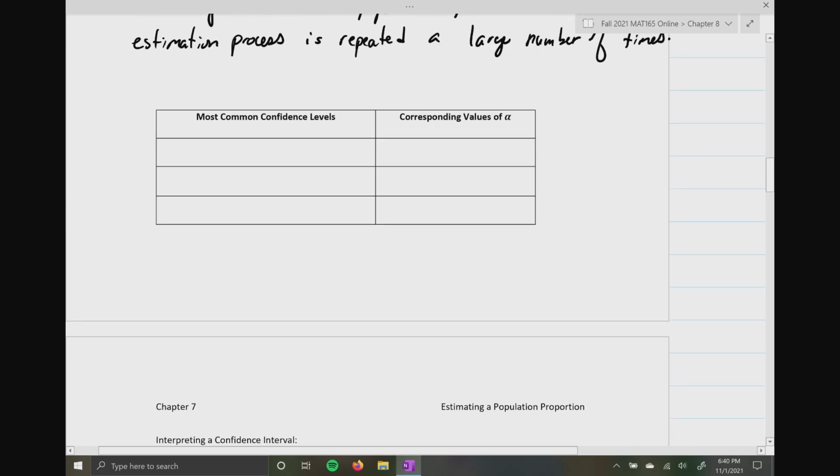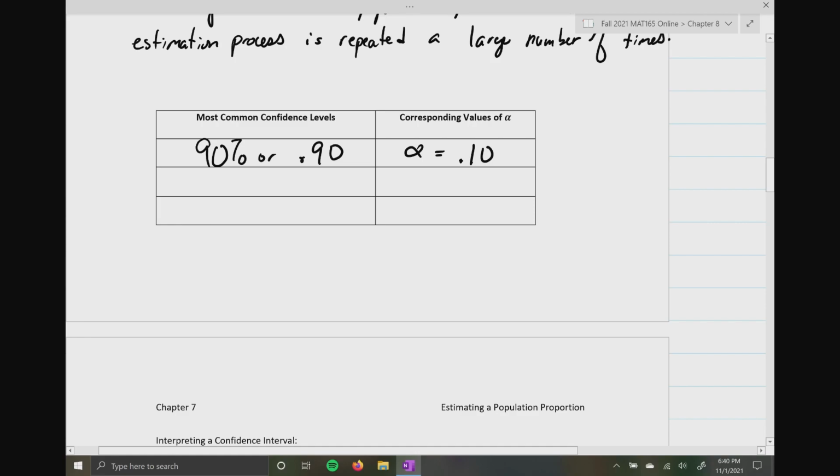So, what are the most common confidence levels? Well, the first one is going to be 90% or 0.9, and the corresponding value of alpha is going to be 0.10. All right? Then the second, and to be honest with you I would argue this is the most important, is 95% or 0.95. Alpha is going to be 0.05. And then the last one is 99% or 0.99, where alpha is going to be 0.01. All right?